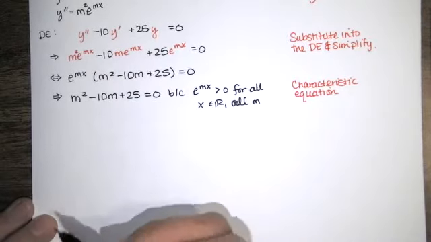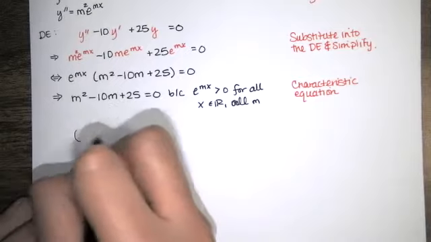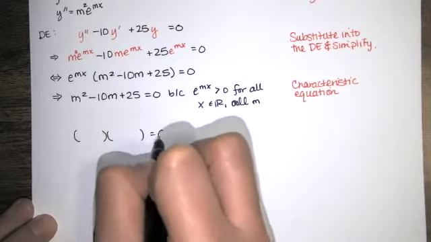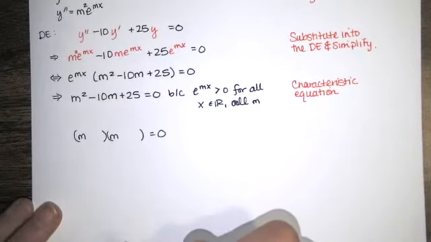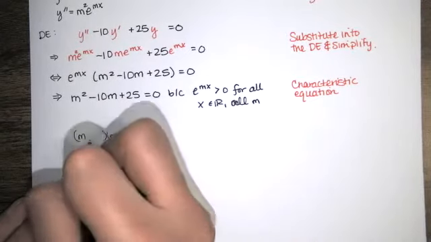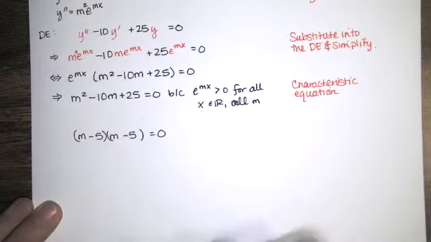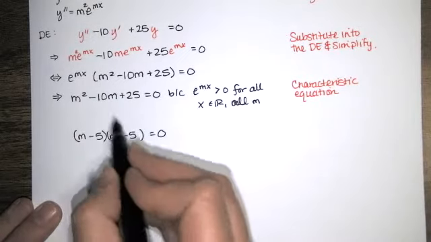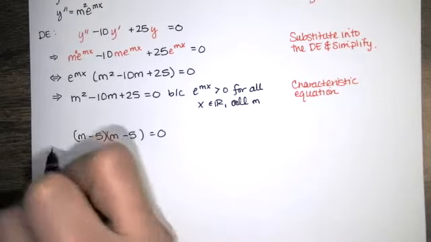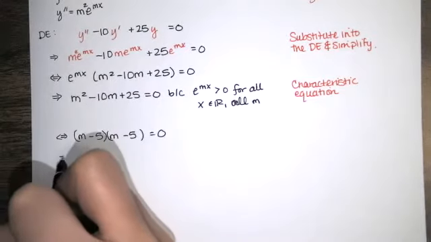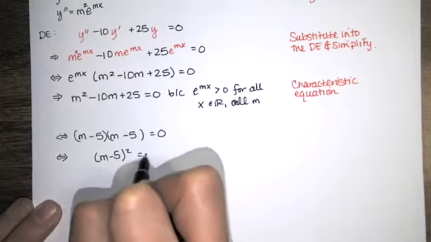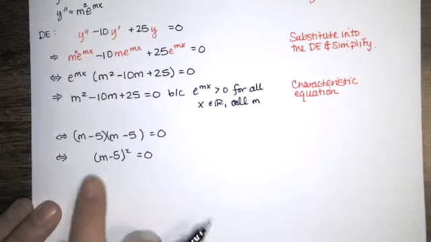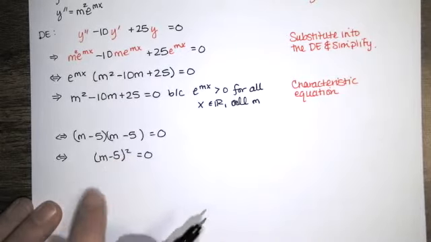And this one factors pretty easily. Trying to solve for m. So we're looking for two numbers that multiply to give us positive 25 that add to negative 10. Negative 5 times negative 5 is positive 25. Negative 5 plus negative 5 is negative 10. That's the same as m minus 5 squared. That exponent is an indicator that we've got a repeated root.